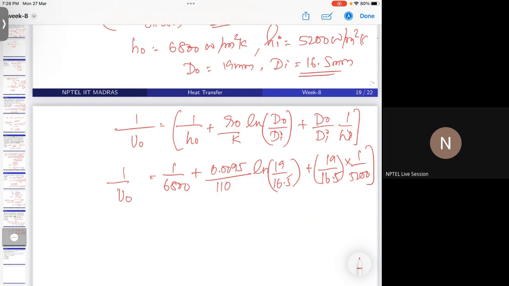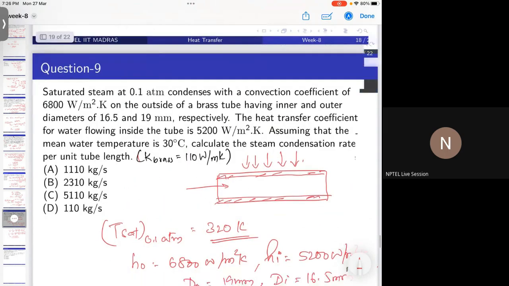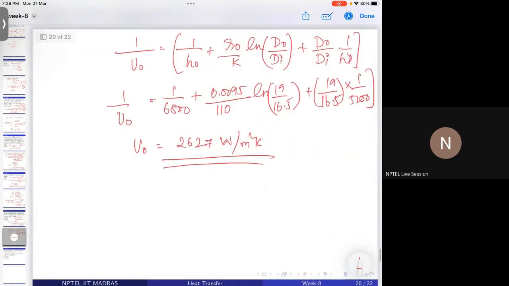So if you calculate this, you will get the outer heat transfer coefficient based on outer area: 2627 watt per meter square K. Okay, now how to find out? Can you please say, what is the question? The condensation rate per unit length. How to find it out?